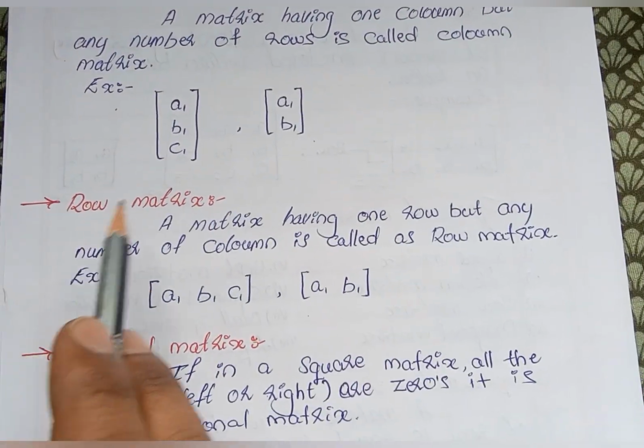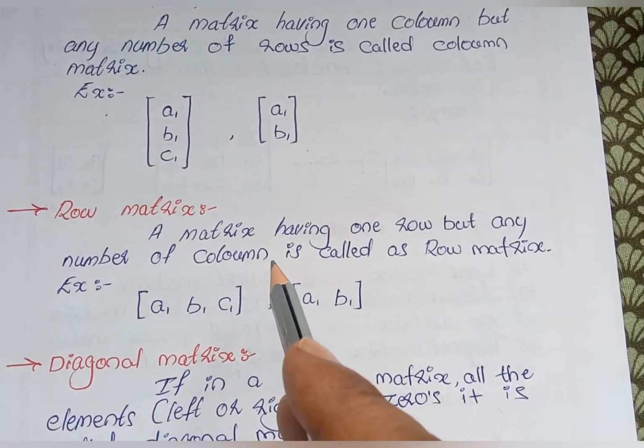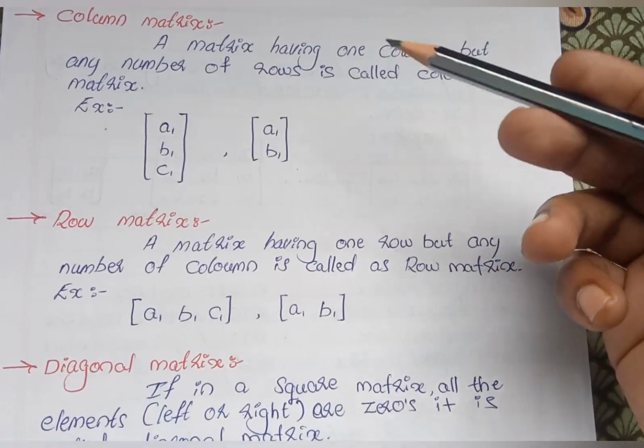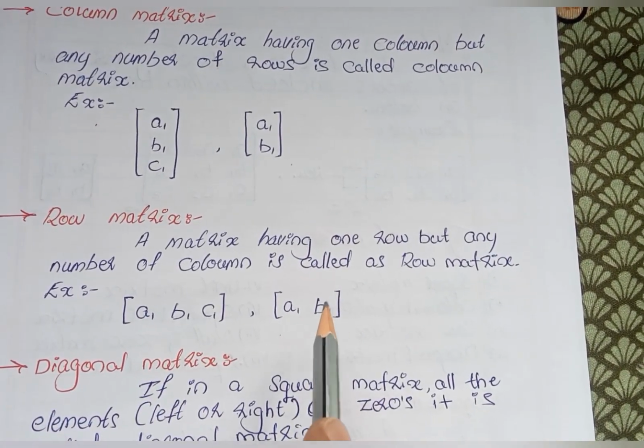Next, similarly, the row matrix. A row matrix is a matrix having one row, but any number of columns. In a column matrix, we have to put only one column. In a row matrix, we have to put only one row, but any number of columns.